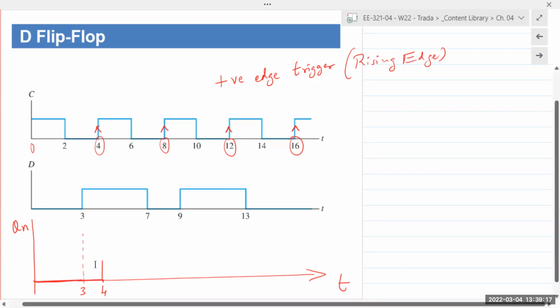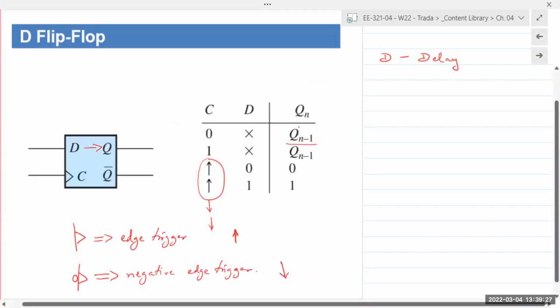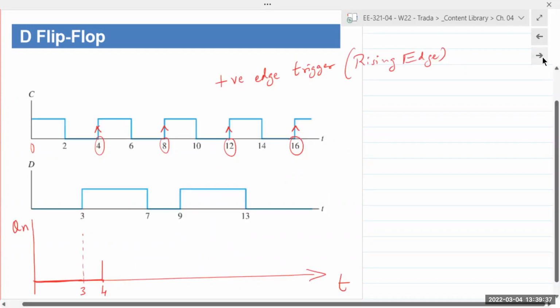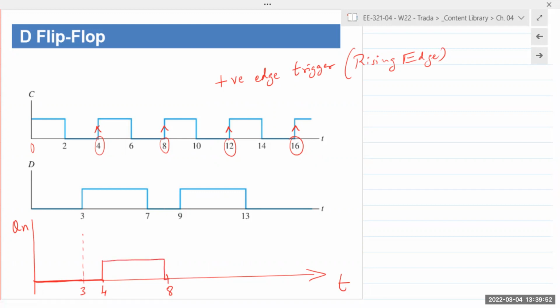Then what happens after 4? It stays high. Now, look at the truth table. The truth table tells us that no matter what happens, it remains in the previous state. So it's going to remain high until the next positive transition, which is at 8. At 8, what is the value of D? So then it goes to 0.